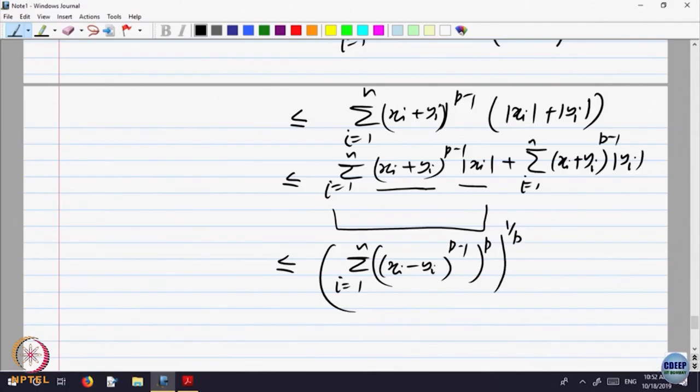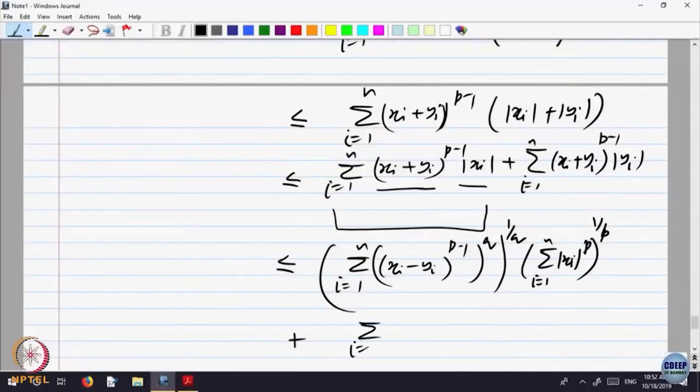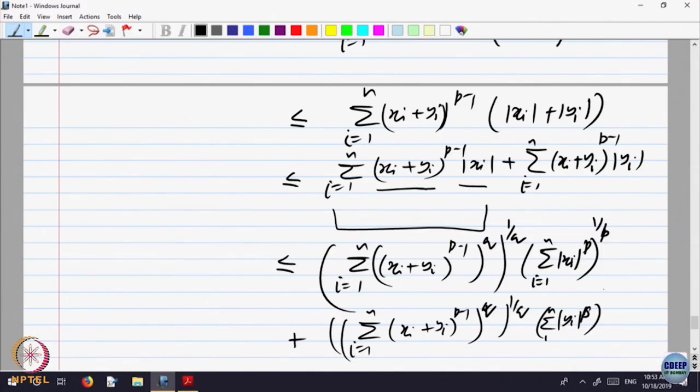Let me write q here, because x_i belongs to l to the power p, so q is for this one and p for the other. So, q raised to power 1 over q, times the sum of |x_i| to the power p, i equal to 1 to n, raised to power 1 by p. Is it okay? I have called a_i and b_i: a_i is the x_i's, b_i's are the other ones. Similarly, plus the second term. The second term will be the sum i equal to 1 to n of |x_i + y_i| raised to power p minus 1, raised to power q, raised to power 1 over q, into the sum of |y_i| raised to power p, 1 to n, raised to power 1 by p.